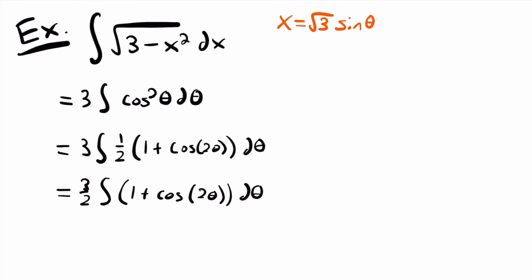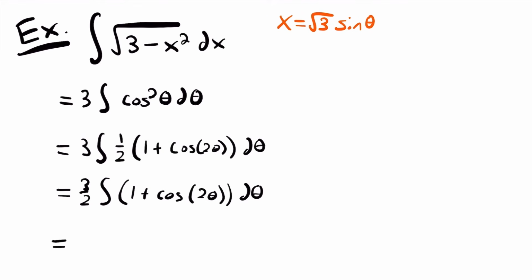All right, now in order to solve this integral, I think we should split it up into 2 integrals so we can integrate 1 and cosine of 2 theta separately, because cosine of 2 theta is a composite function and is going to require u substitution in order to integrate it.